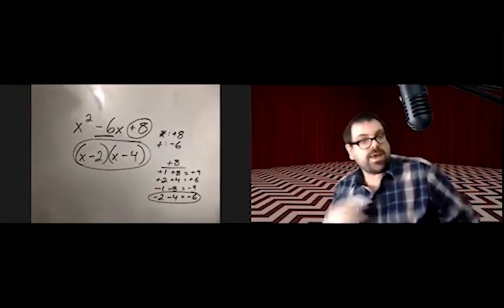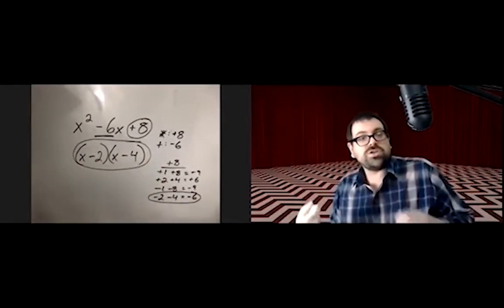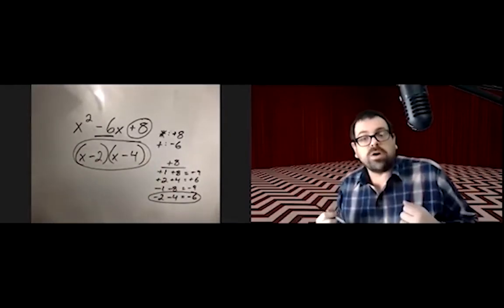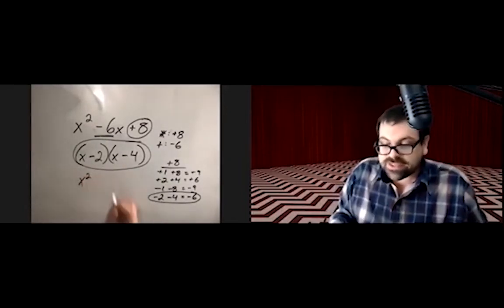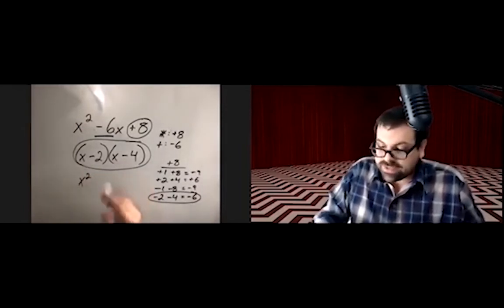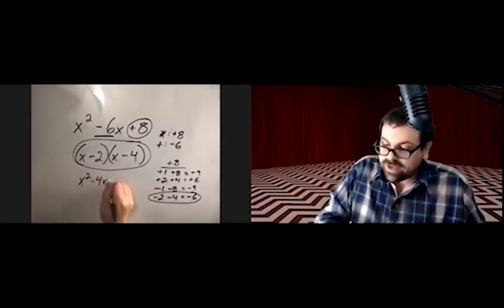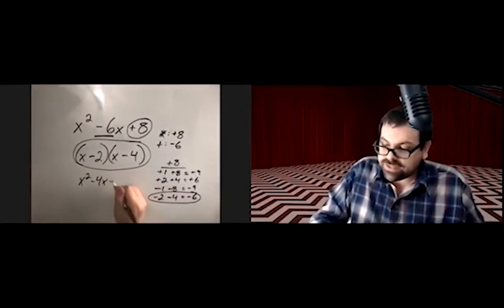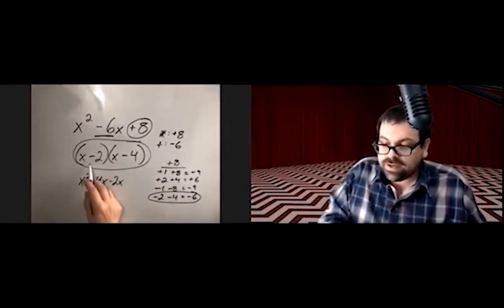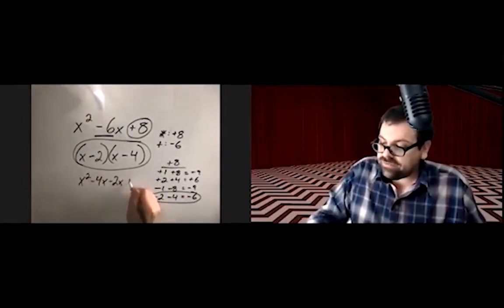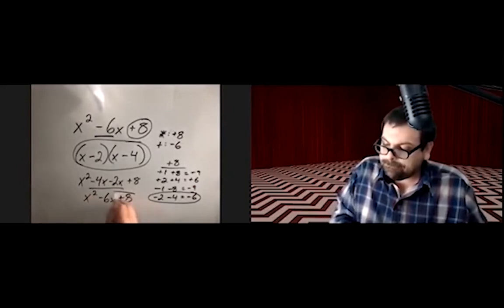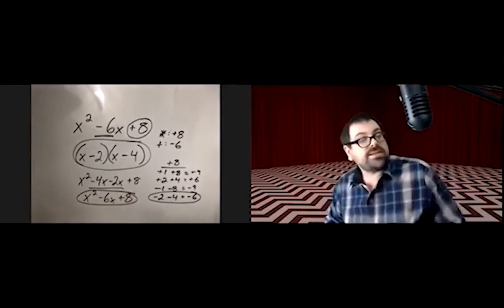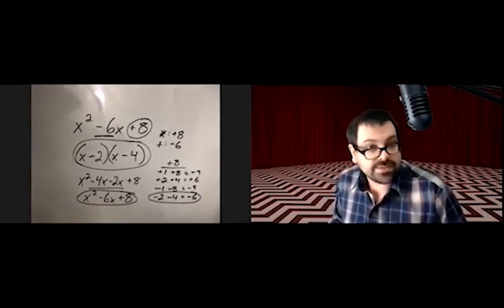That's it. How can we check? Well, we could always check our factoring with multiplication. So if we FOIL, x times x is x squared, x times negative 4 is negative 4x, negative 2 times x is negative 2x, negative 2 times negative 4 is positive 8, and when we combine like terms, x squared minus 6x plus 8.